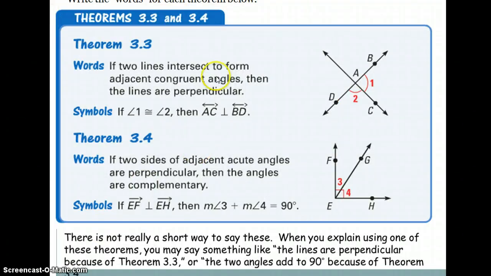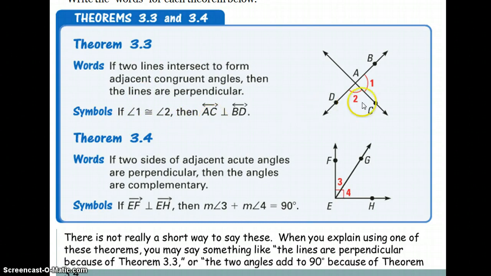Here are more theorems. These are the last two of the day. So theorem 3.3 says if two lines intersect to form adjacent congruent angles, then the lines are perpendicular. So if angle 1 is congruent to angle 2, then line AC is perpendicular to line BD.